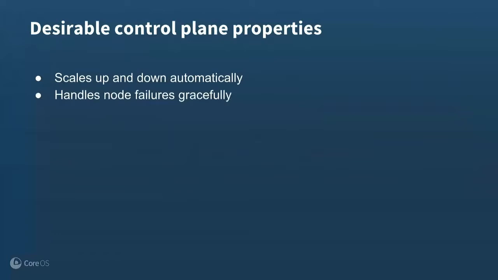Additionally, we want to be able to handle node failures gracefully. Let's say, for instance, that one of our master nodes has a hardware failure and it goes down. What we'd really like to do is spin up another machine, ideally automatically, and then replace the workloads that we've lost on this new machine. And this should happen without any operator intervention.